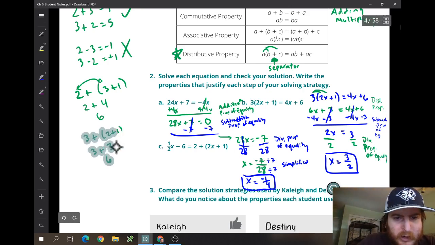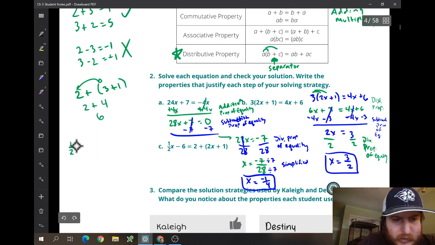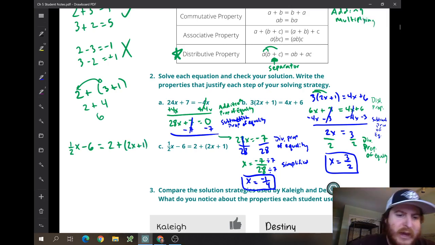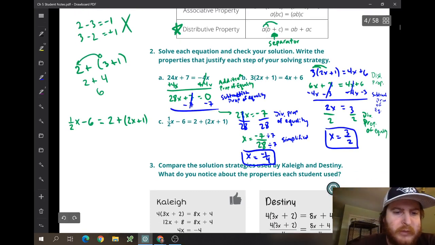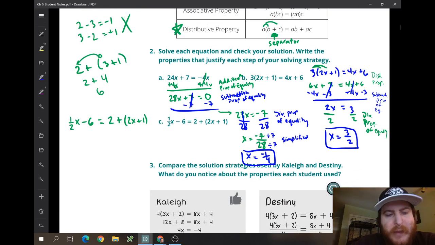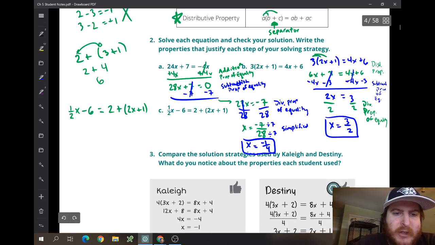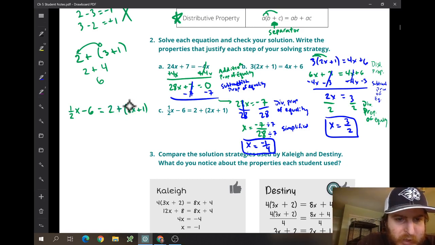And then our last one, I'm going to get some space over here and do it off on the side. So we have 1 half x minus 6 equals 2 plus 2x plus 1 in parentheses. Now, what I'm going to do is, like I said, I like to think PEMDAS backwards a little bit, but before you do that, you always want to try to get rid of any fractions and any parentheses. So before I multiply by the 2, I want to get rid of these parentheses. Now, what is there to distribute? Be careful. Do not distribute the 2, because see how there's a plus there?